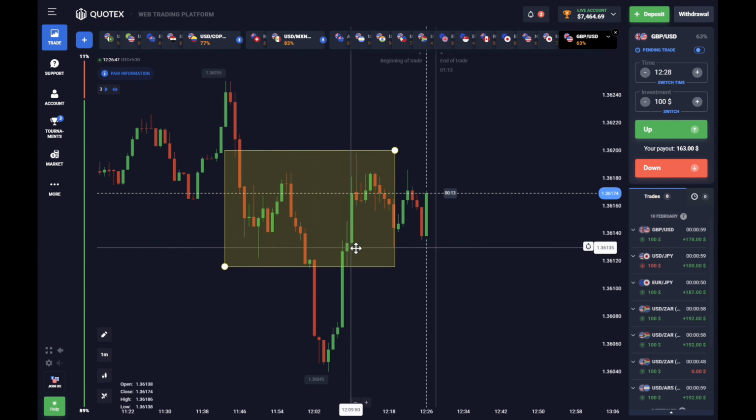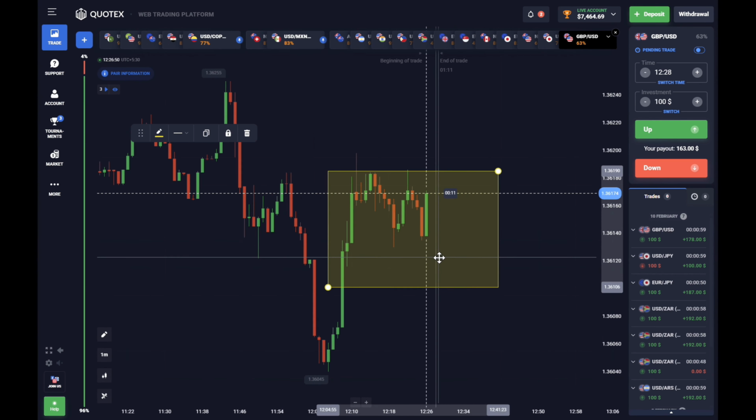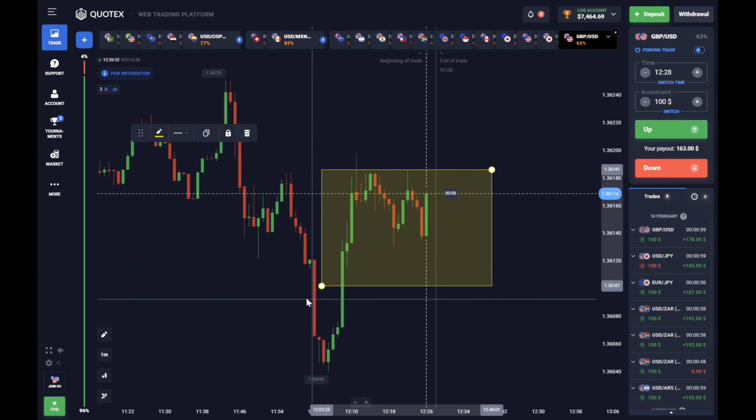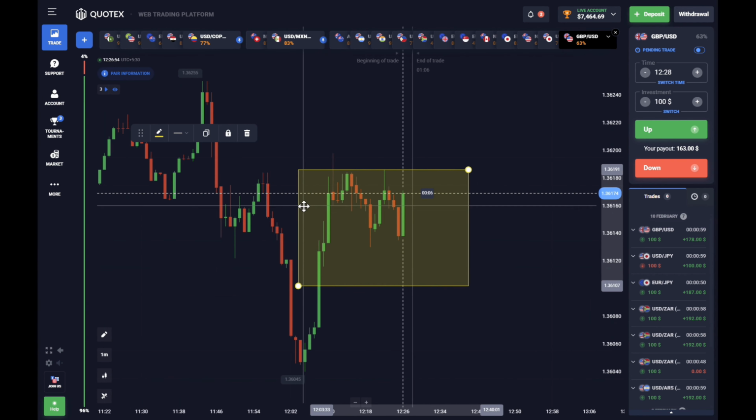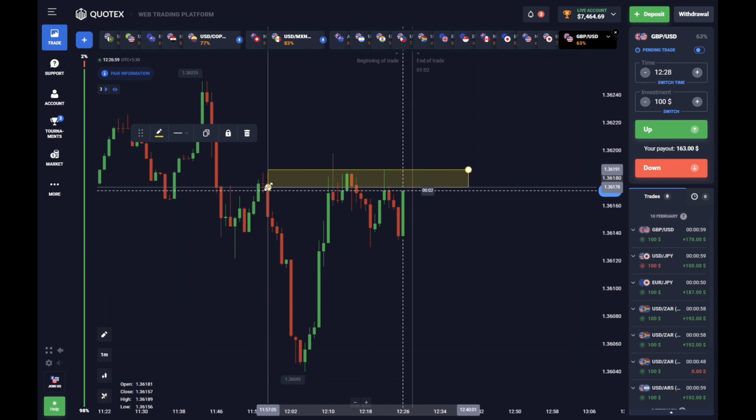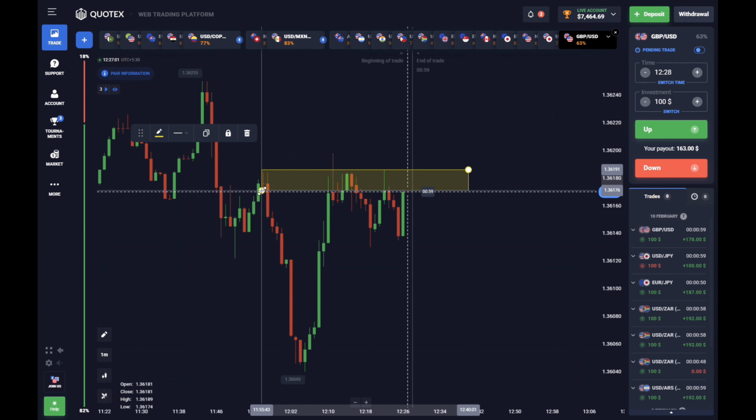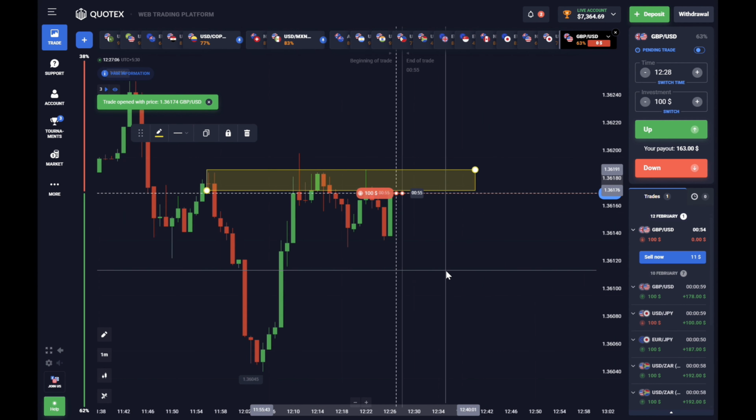So here I will take a rectangle and use it as a level of support and resistance. There is a long wick on the upper side, so I have adjusted the rectangle accordingly, and I will make this rectangle the seller's zone. That means I have not used a double horizontal line, and here I have placed trades for a downward direction.